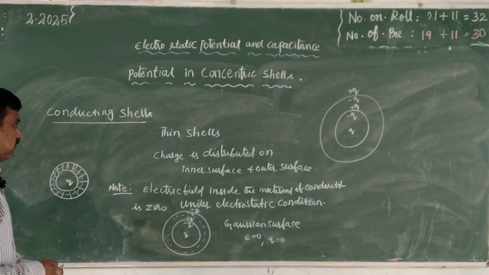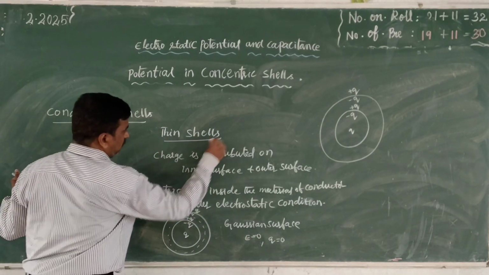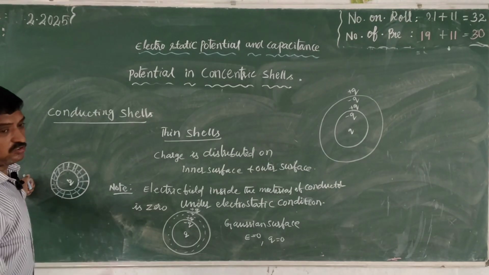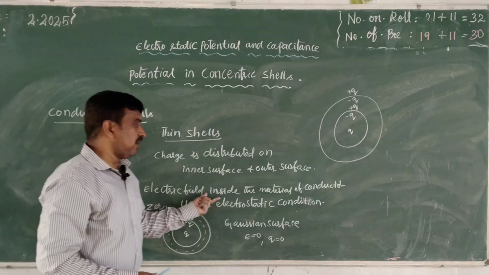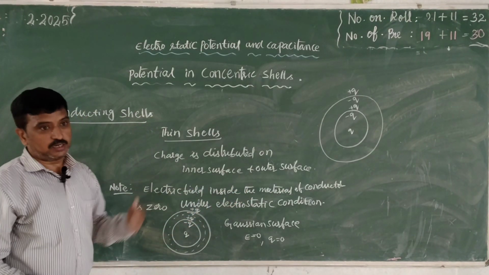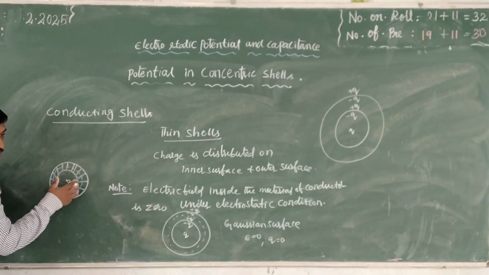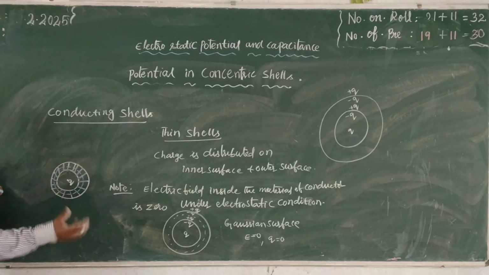See, for a conducting shell, meaning a thin shell, what is the condition? Charge is distributed on the inside surface and the outside surface. So what is the condition here? The electric field inside the material of a conductor is 0 under electrostatic condition. Under electrostatic condition, inside the material of a conductor, the electric field is always 0.